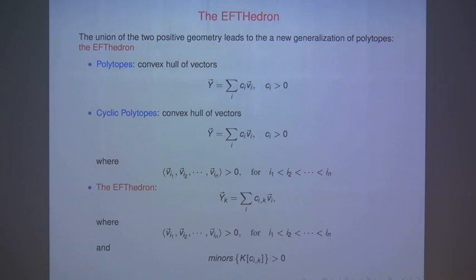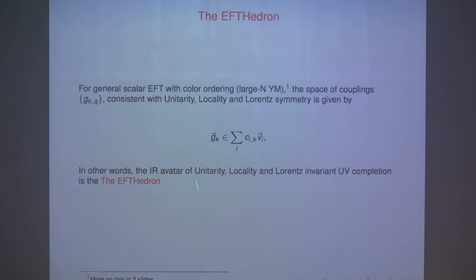What the EFT hedron is, is that it is again the convex hull, but not just in terms of positive numbers, but weighted by this positive number, where this positive coefficient must form a Hankel matrix whose minors are always positive. So this is the definition of the EFT hedron. So in other words, the IR avatar of UV local and Lorentz invariant UV completion is the EFT hedron. So this is basically the answer to the question that I posed in the beginning: what is the space of consistent QFTs?